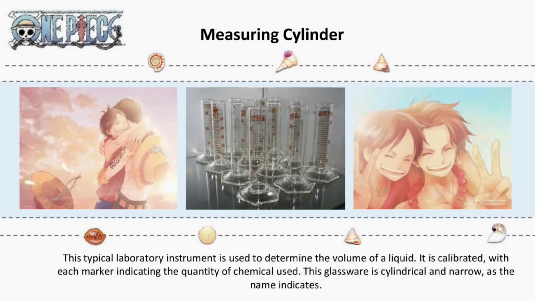And next is measuring cylinder. This typical laboratory instrument is used to determine the volume of a liquid. It is calibrated with each marker indicating the quantity of chemical used. This glassware is cylindrical and narrow as the name indicates.